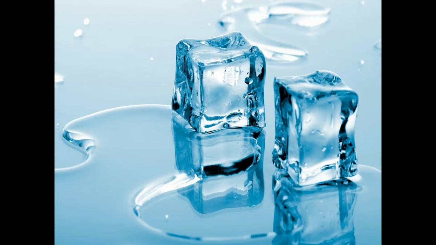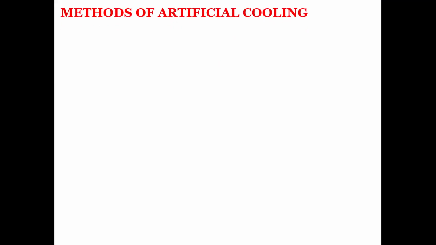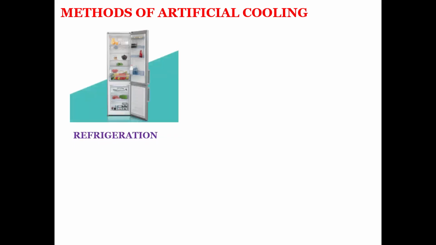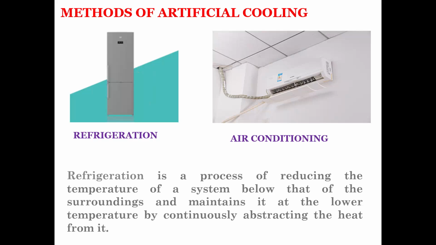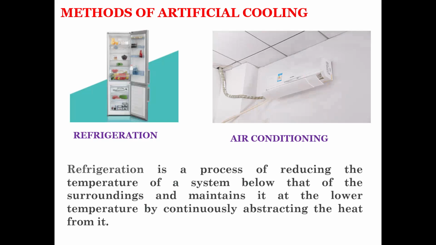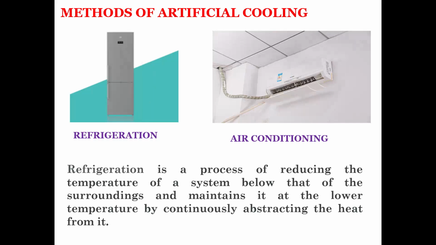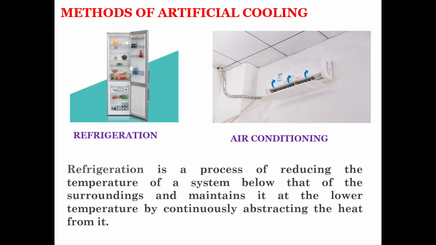Hi, we'll see the concepts of refrigeration. The two methods of artificial cooling are refrigeration and air conditioning. Refrigeration is a process of reducing the temperature of a system below that of the surroundings and maintaining it at the lower temperature by continuously abstracting the heat from it. The temperature of the system has to be maintained at a lower temperature by constantly rejecting the heat.